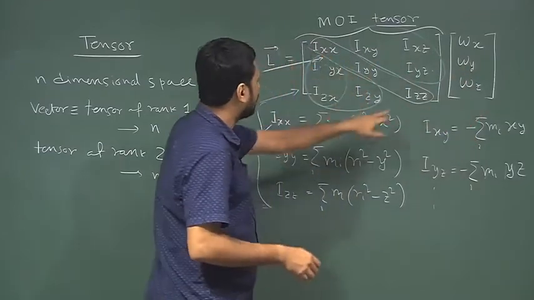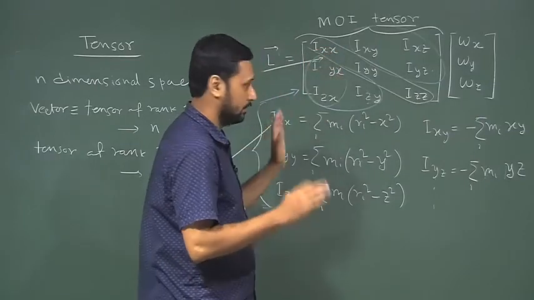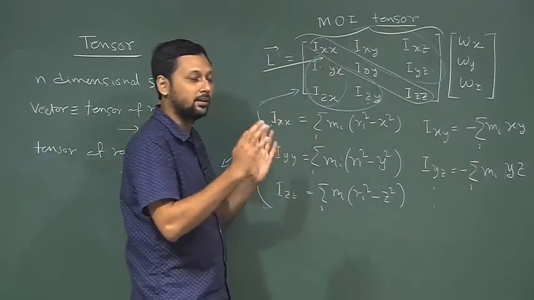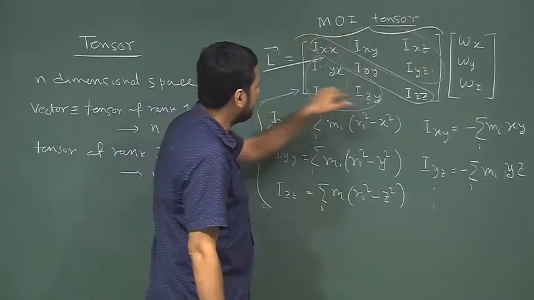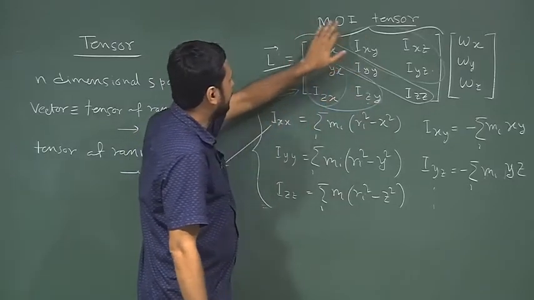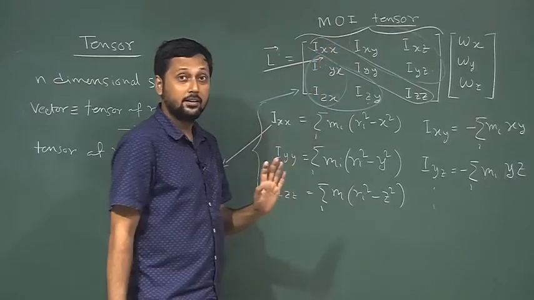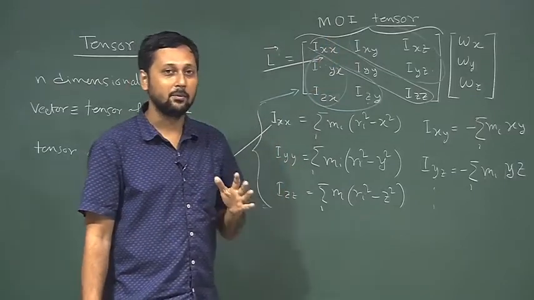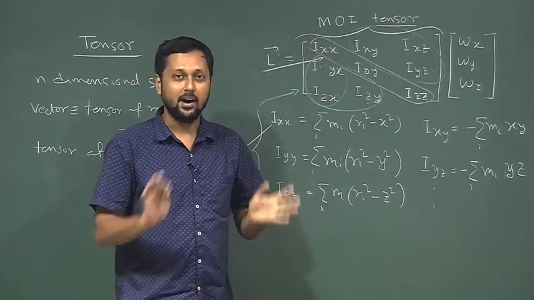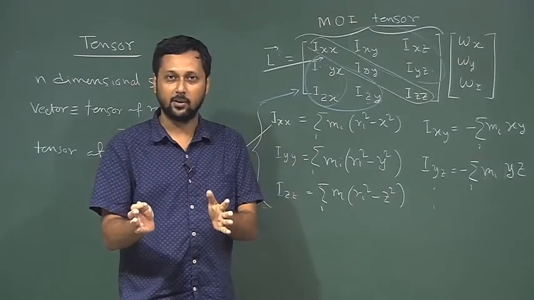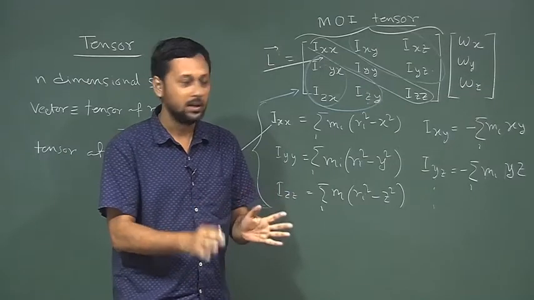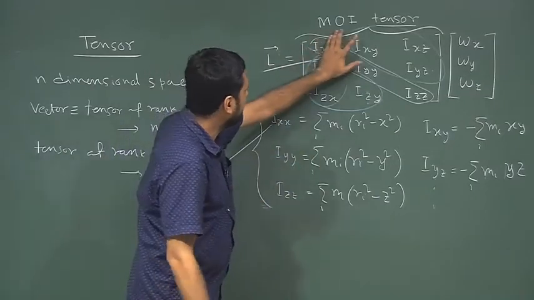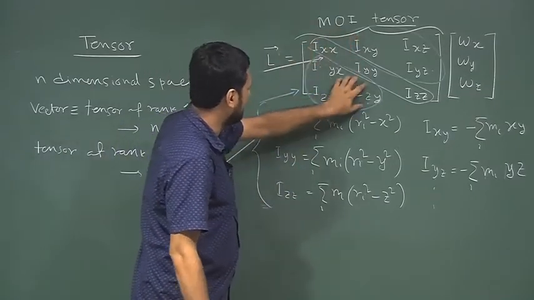A square matrix, in the understanding we have, is a representative of a tensor. Please understand that a square matrix might or might not be a tensor. A tensor is represented as a square matrix, not the other way around. That square matrix is not always a tensor. Okay. So, in this case, the moment of inertia tensor is represented by a square matrix.